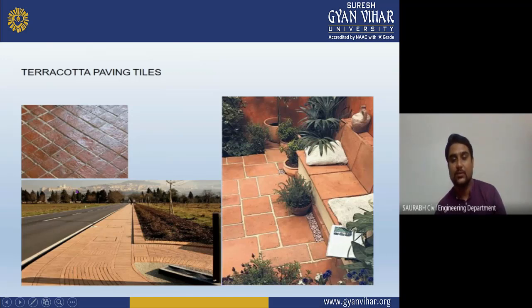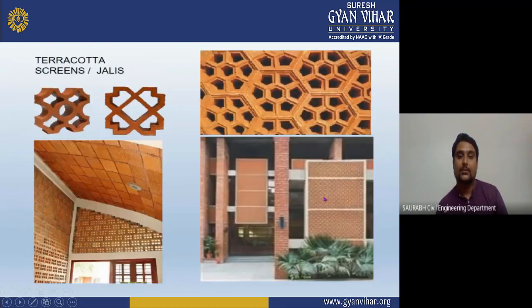As you can see now, this is a very popular kind of tile, and it can also be used on the sideway of the road, and for aesthetic view. As you can see here, there are some designs for aesthetic view for the wall and for the exterior wall.